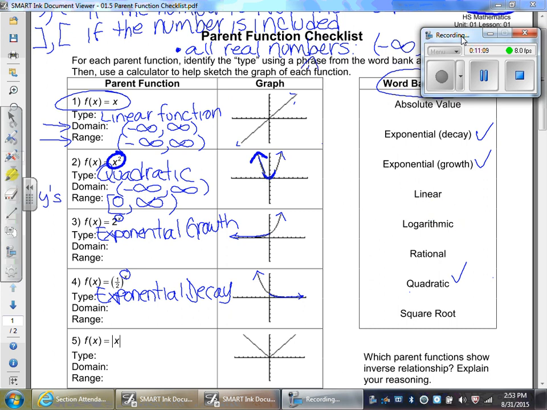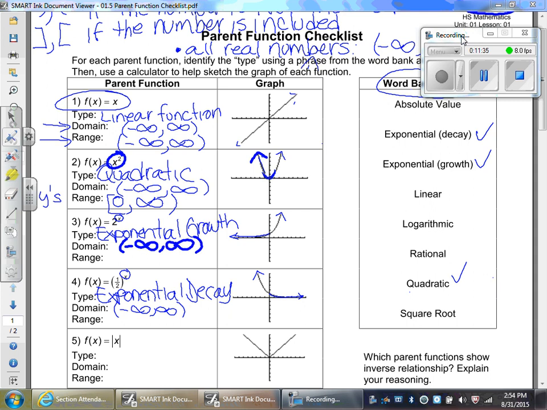So the domain, moreover, exponents could be fractions, they could be rational numbers, irrational. They could be whatever you want. If you don't understand one of the words, we're going to define more terms later on, okay? So in this case, the domain is from negative infinity to positive infinity for both exponential growth and decay.